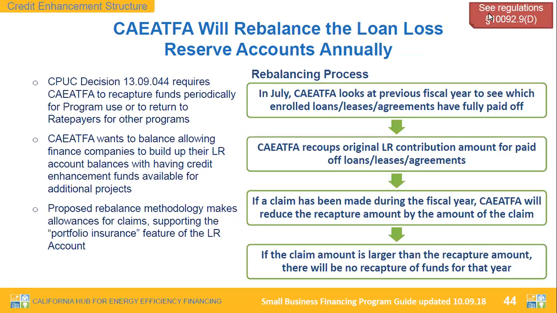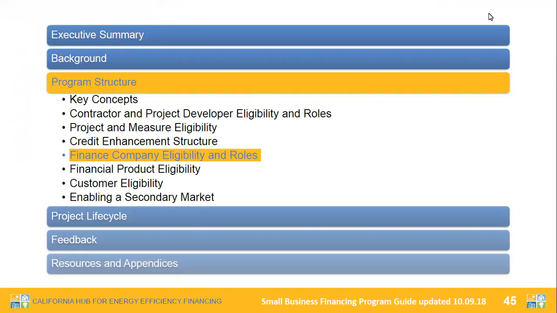The CPUC guidance decision requires that CAEATFA rebalance loss reserve accounts periodically to be able to revolve the funds for ratepayers, and this slide talks through our methodology to do so. We will take into account any claims from the fiscal year prior to the rebalance so that finance companies can use their loss reserve contribution as portfolio insurance, which is our intention. I'm going to go through another section on the financing and then pause for comments.